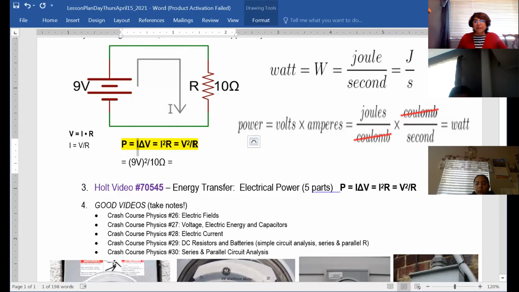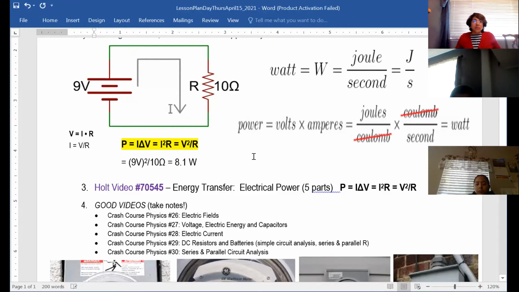You guys with me? All right, so the power here I can figure out by taking 9 volts, squaring it, and then dividing it by the resistance. And that would be 9 times 9 is 81, and 81 divided by 10 is just 8.1 watts. There we go. All right, so that's a review of simple equations.